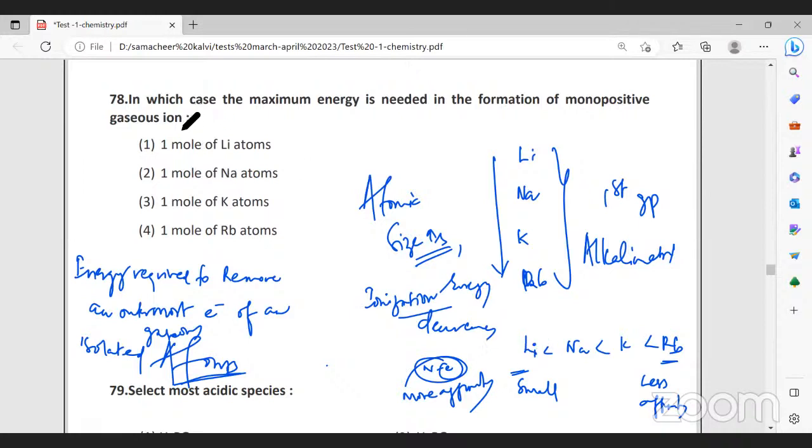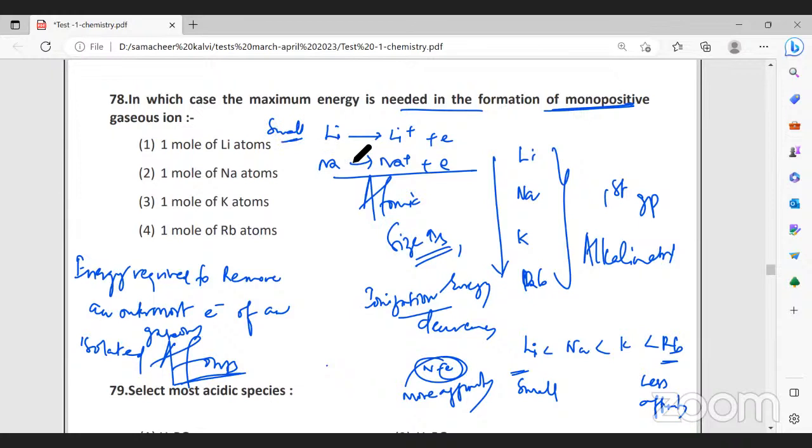So therefore, we'll read the question again and answer. In which case is the maximum energy needed in the formation of a monopositive gaseous ion? Lithium gives one electron and becomes lithium ion, sodium gives one electron and becomes sodium ion, likewise potassium and rubidium. And lithium is smaller in size, so it has very high ionization energy. Therefore, the energy required will be maximum for lithium atoms to form a monopositive gaseous ion. So the answer for this question is option 1.